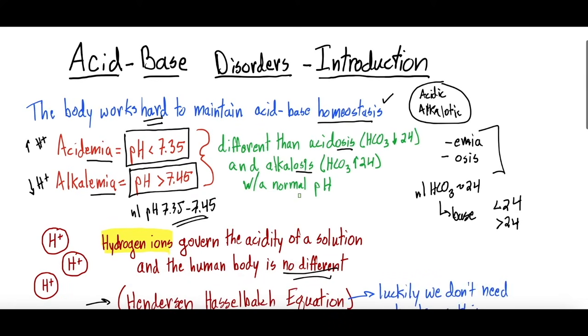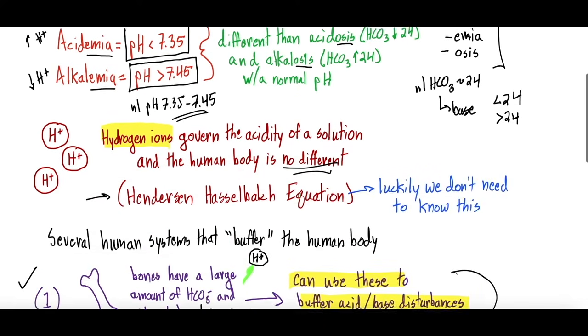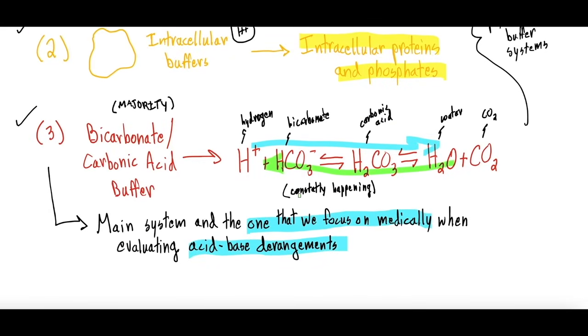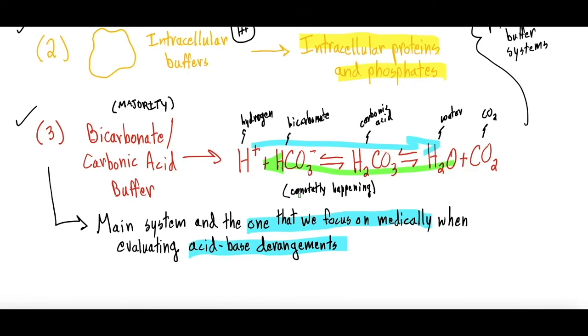All right? Does that make sense? That is kind of the summary of the introduction, introducing these buffer systems and starting to understand what drives acidity and alkalinity, the definitions of acidemia, alkalemia versus acidosis and alkalosis, and then the main equation that the body uses to buffer and that we look at medically when evaluating acid-base status.